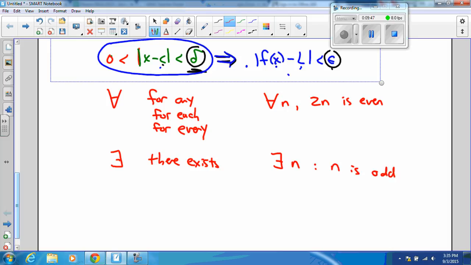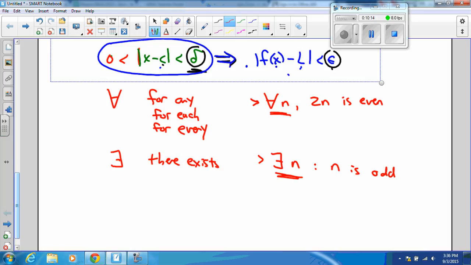Meanwhile, I can say there exists an n such that n is odd. Is that a true statement? Can I find at least one odd number? Well, actually, yes, I can. n equals 3 would be one such number, but so would n equals 1, so would n equals 5. To make this statement true, right here, it has to be true for every single value of n. To make this statement true, it has to be true for at least one value of n.